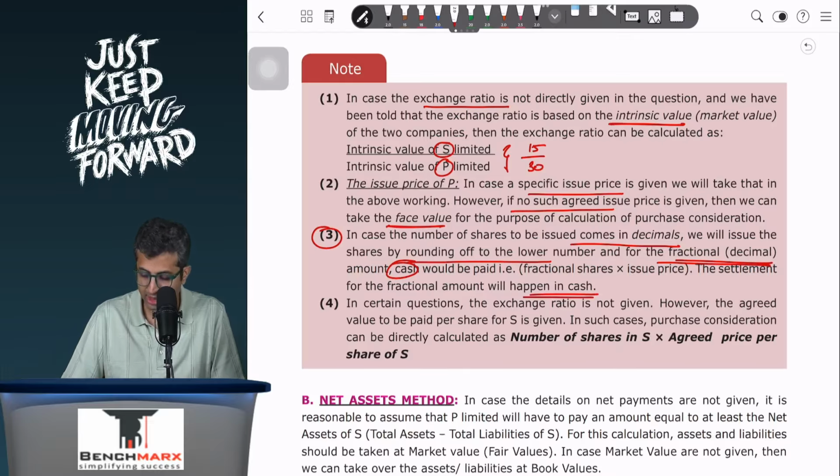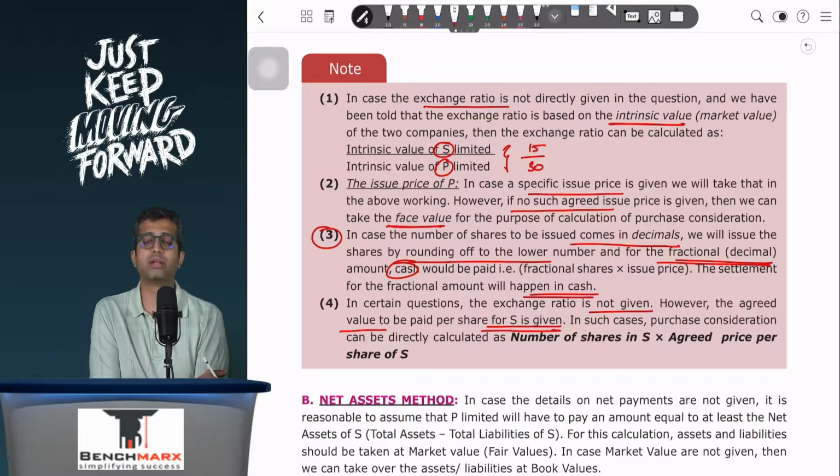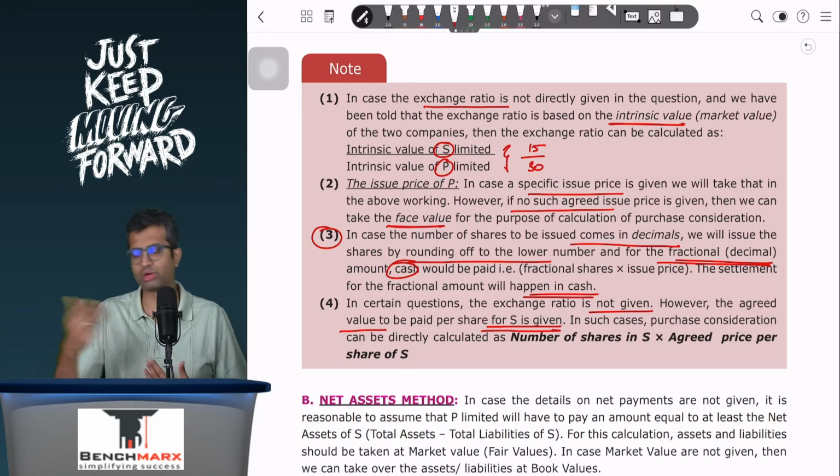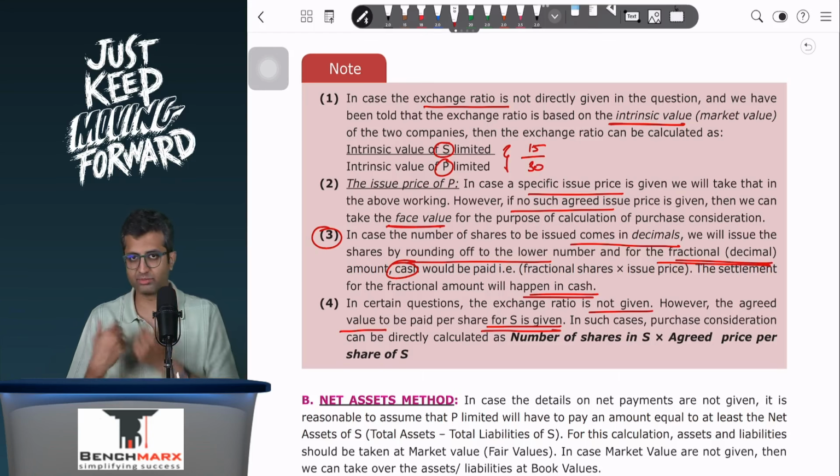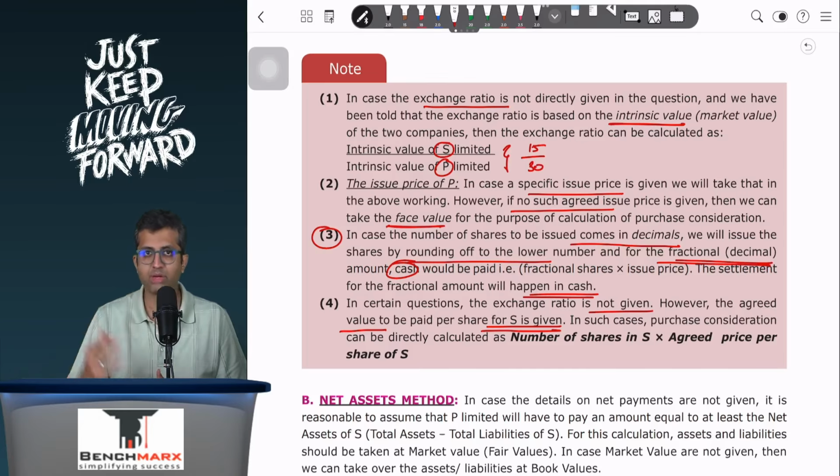In certain questions, the exchange ratio is not given. However, the agreed value to be paid for the entire company is given. So we have been told that for the entire company, you will have to pay 100 crores. How are you going to pay 100 crores? If it is going to be paid in cash, 100 crores will be paid in cash. However, if it is going to be issued in shares, then we will have to figure out the issue price of the shares of the acquirer. Let's say it is 20 rupees. Then 100 crores divided by 20, and whatever that comes to, let us say 5 crores, will be the number of shares to be issued.